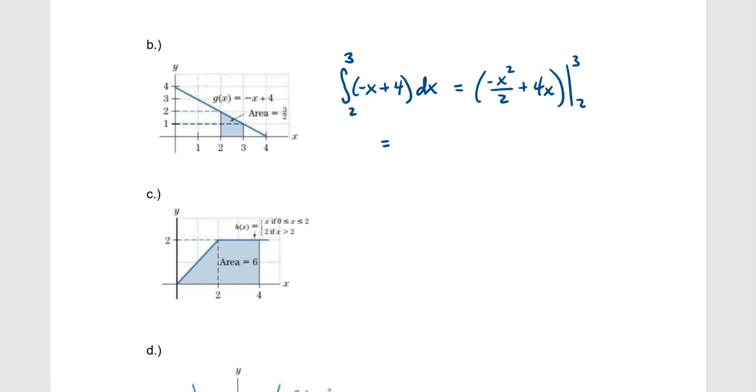And now we have to do upper bound minus lower bound. So we plug in a 3. Negative 3 squared is negative 9. Plus 4 times 3 is 12. That's the upper bound. Plug in the lower bound of 2. Negative 2 squared is negative 4. Negative 4 over 2 is negative 2. Plus 4 times 2, we get 8. So we get negative 9/2 plus 12 minus 6. And just evaluating this, we end up getting 3/2. So that's just the verification. Once again, we got the correct answer.